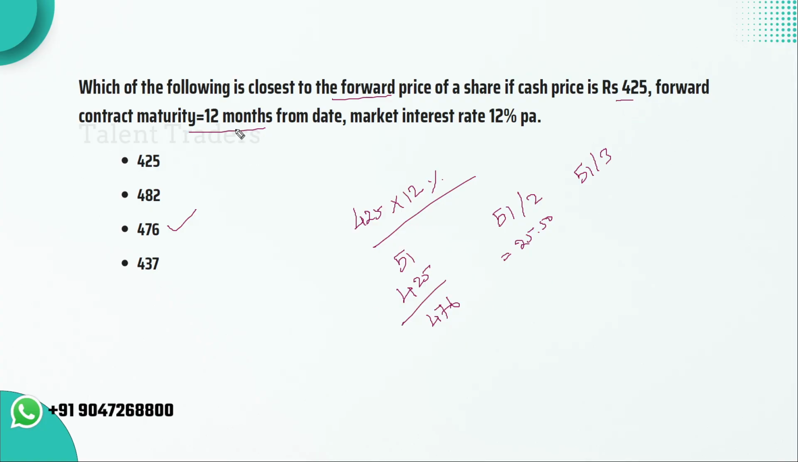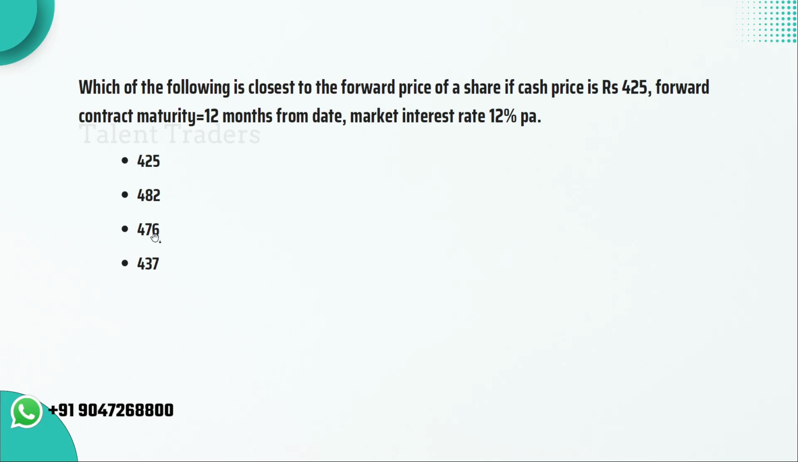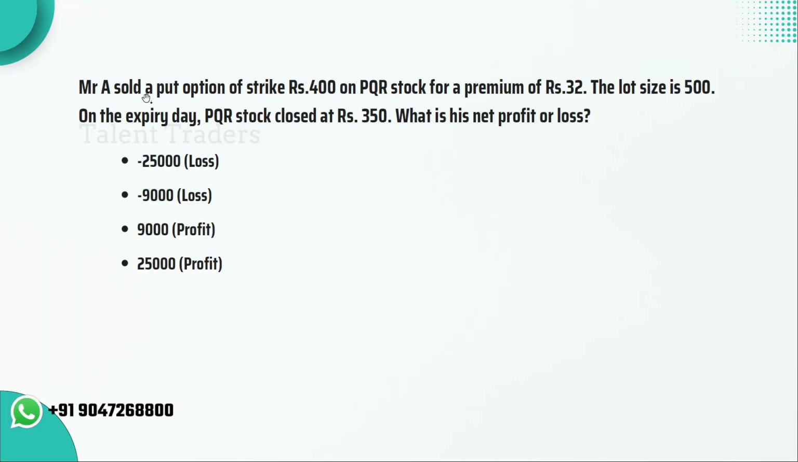So here it is asking 12 months, so we will take the same. If they ask 6 months, we divide the percentage amount we found by 2, then we will get the answer. So the answer is 476.